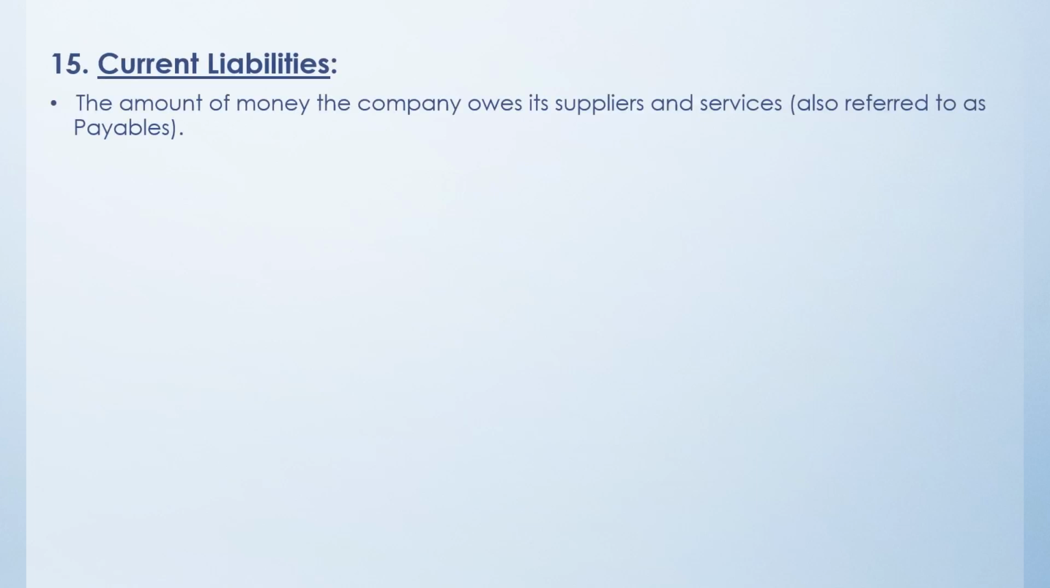Now moving on to the next, current liabilities. So current liabilities are the company's debts or obligations that are due within 1 year or within a normal operating cycle. Furthermore, current liabilities are settled by the use of current assets, such as cash, or by creating new liability.